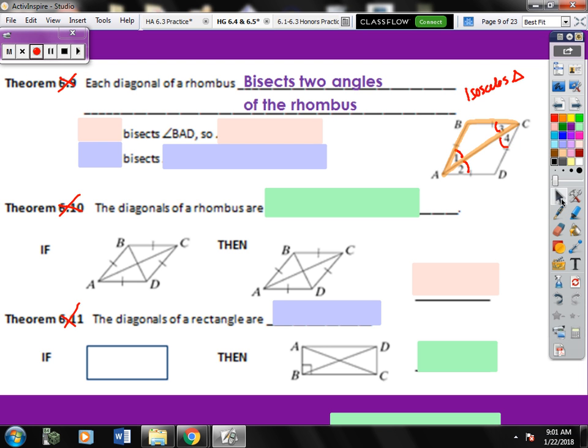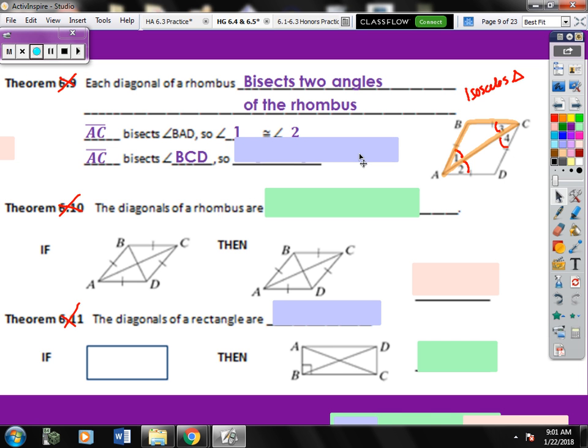Okay. So here it says that segment AC bisects angle BAD. So angle 1 is congruent to angle 2. Segment AC also bisects the other big angle, which would be angle BCD. So therefore, angle 3 is congruent to angle 4.